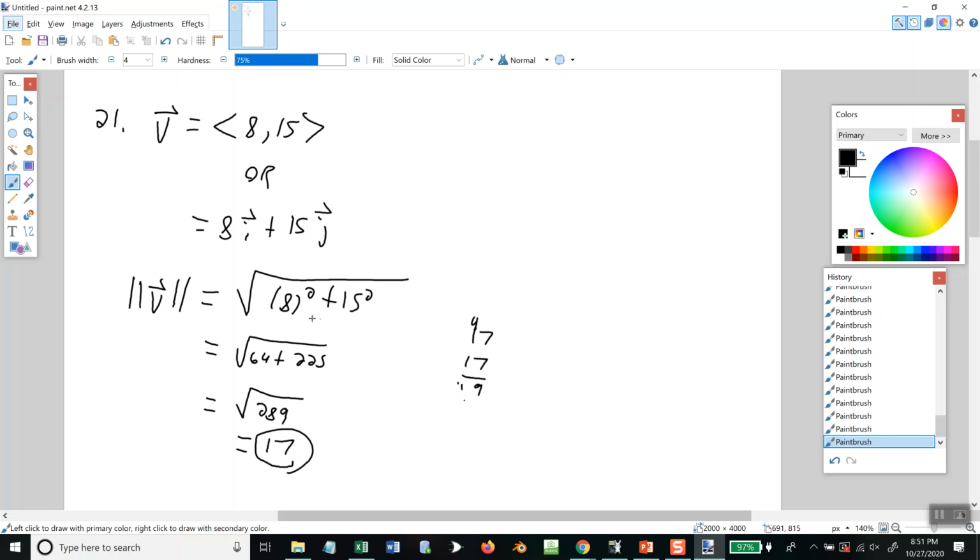If it didn't come out perfect, you would simplify the radical as much as you can. Typically, if you're going to do much more with this, you need to have the exact values, not approximations, to carry on in the calculation.